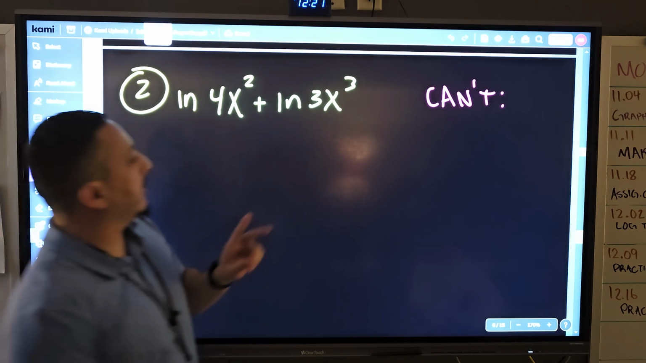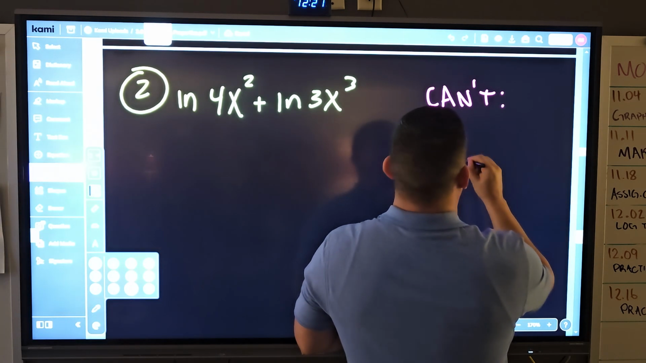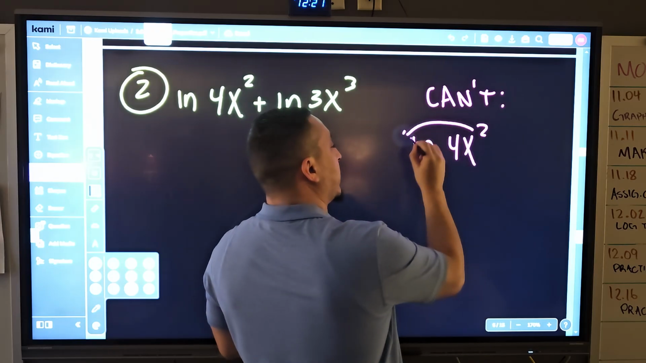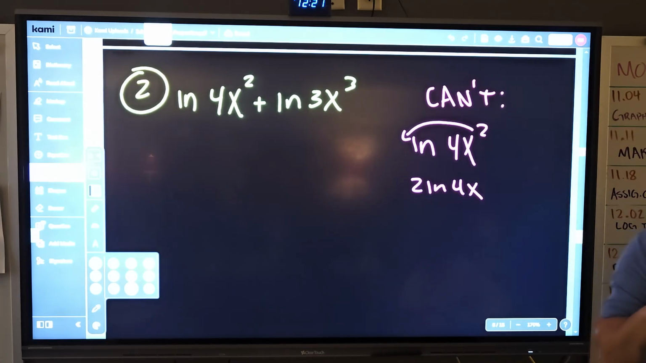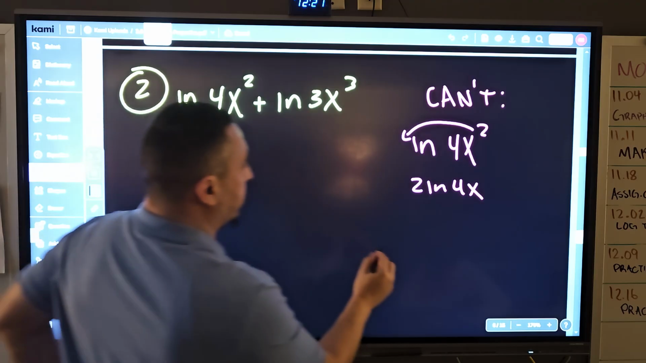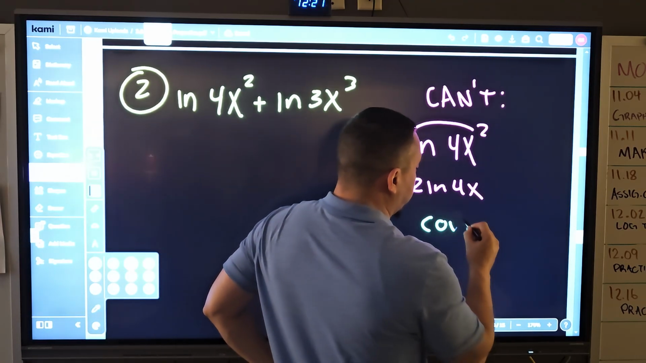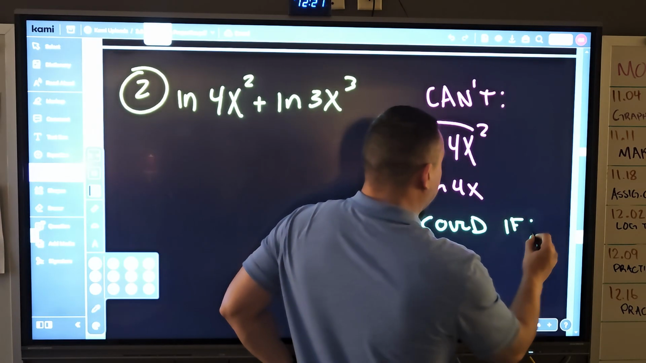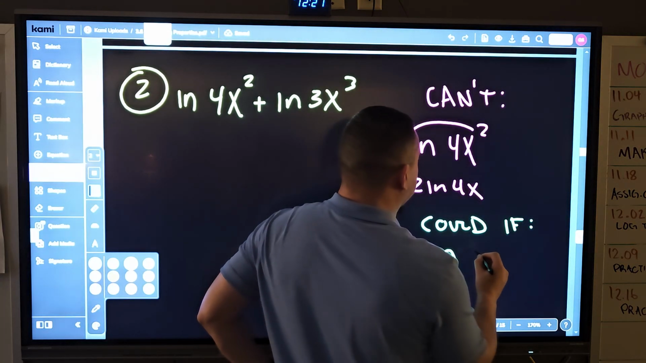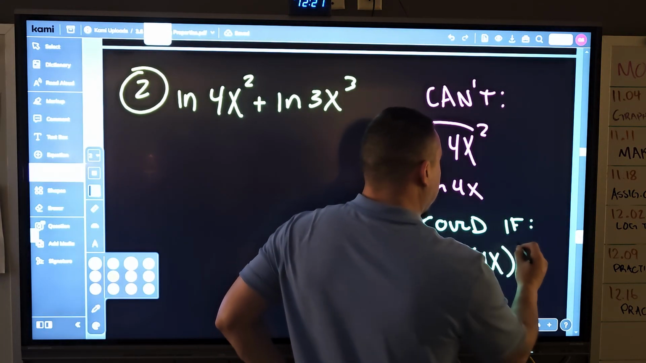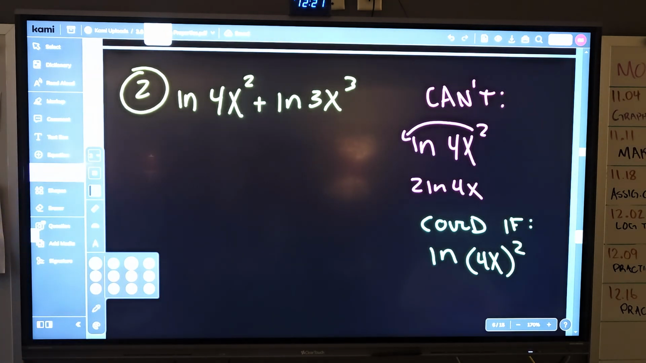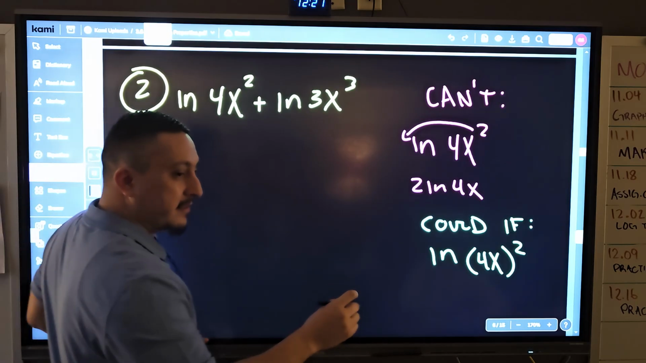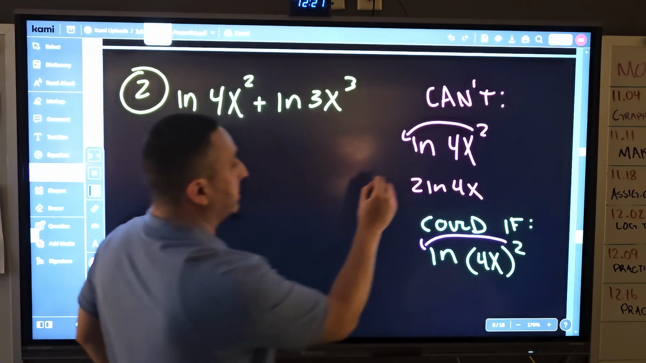Okay, so I can't do this. I can't bring this down, because the 2 is not on both of them. If it was like this though, let me show you the difference. I could do it if it looked like this instead, because that 2 is affecting both of them. That's a difference, right? Does that make sense, the difference? So this one you can, this one you can't.